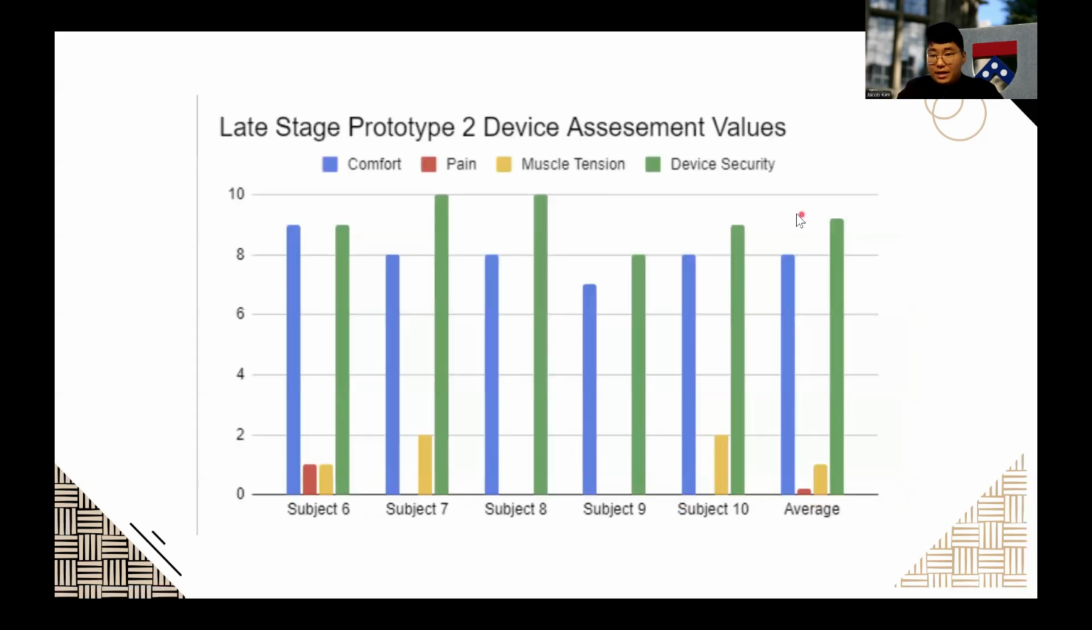We can see that after making these changes, we were able to have a much larger comfort score. And although pain was also at a minimal, we see that there was very low unnecessary muscle tension and very high device security score, meaning that the device was able to secure the arm properly and nicely.